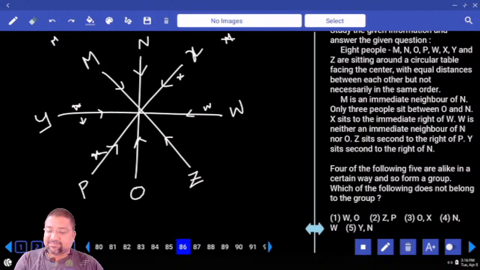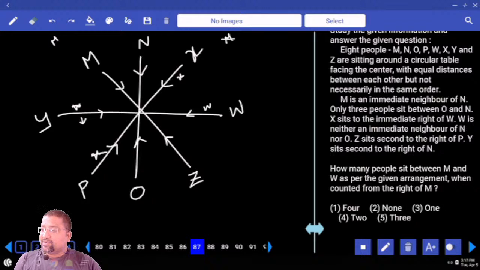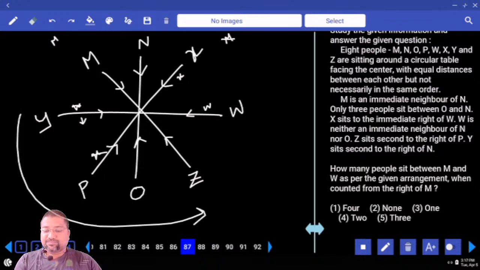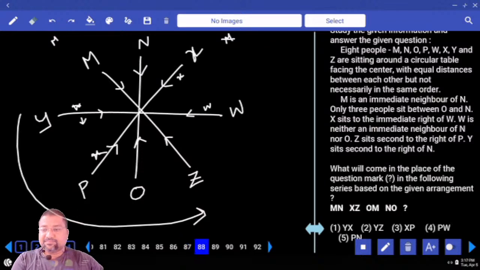O and X. How many people sit between M and W as per the given arrangement when counted to the right of M? M and W, to the right of M. How many? 4. Okay, this is a good one.